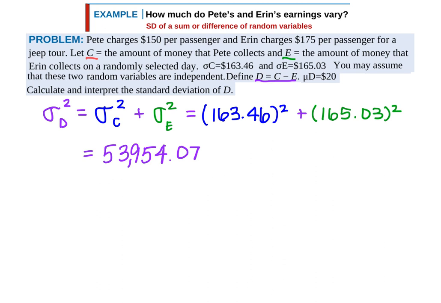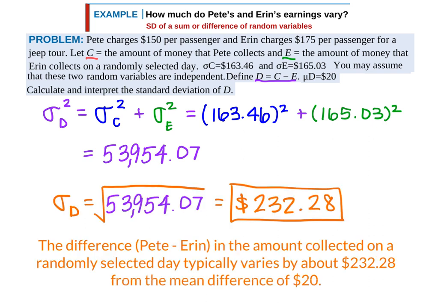If you were guessing that I was going to take the square root of this, you'd be right. So let's do that. When I take the square root of that value, I find the standard deviation of the difference between the money they collect on any given day, and that value is $232.28. So what does that mean? That means that the difference of Pete's money minus Aaron's money collected on a randomly selected day typically varies by about $232.28 from the mean difference of 20 bucks.